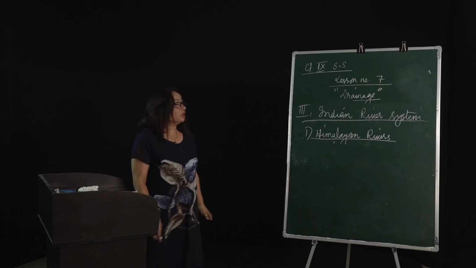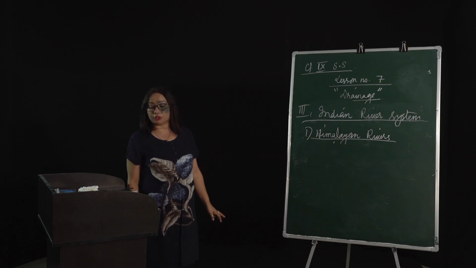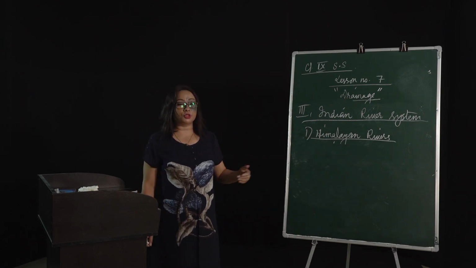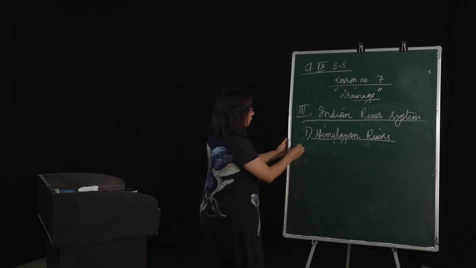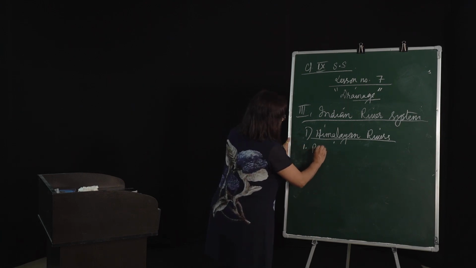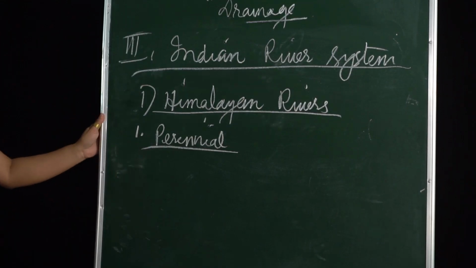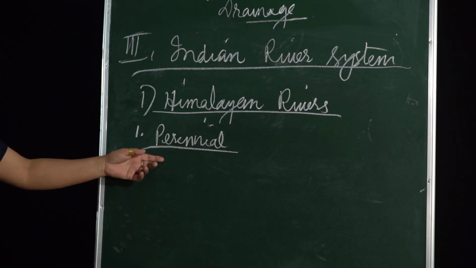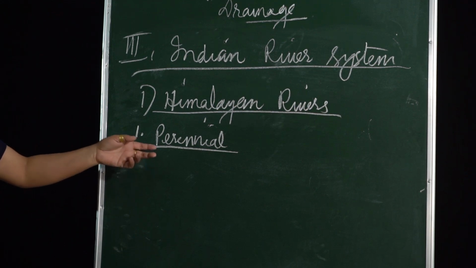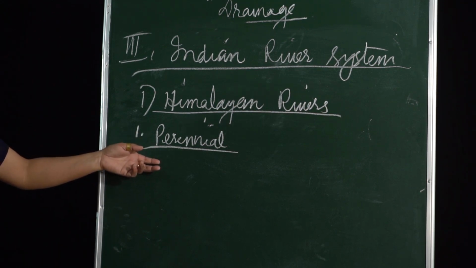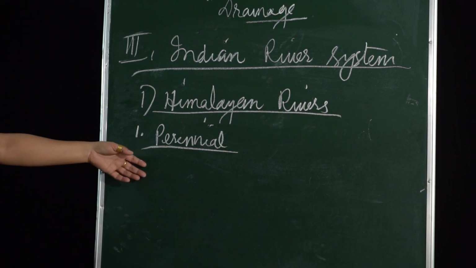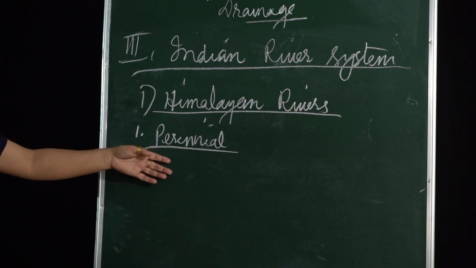Now what are the features of Himalayan rivers? What are the main features? Number one, they are perennial. Perennial means these rivers have water in their valley throughout the year. All the rivers which start in the Himalayas are perennial, and perennial means these rivers do not dry up.